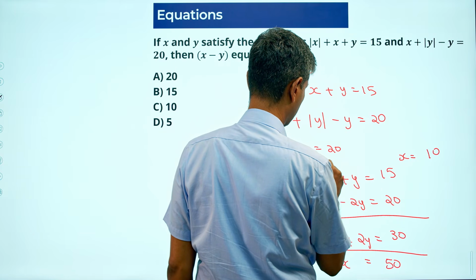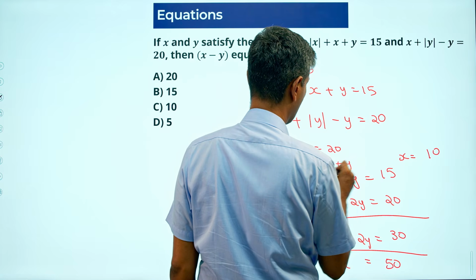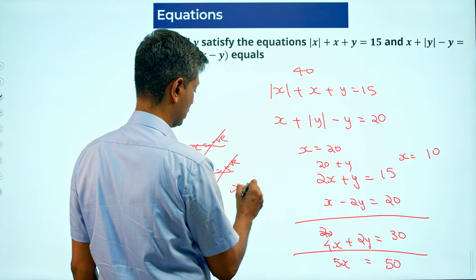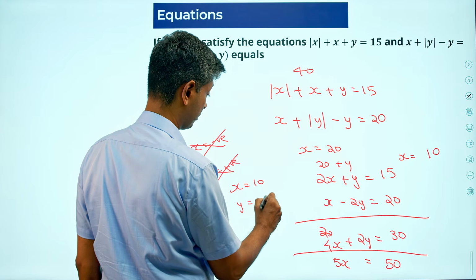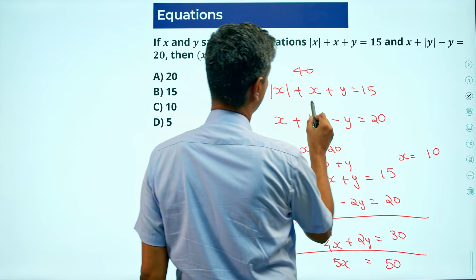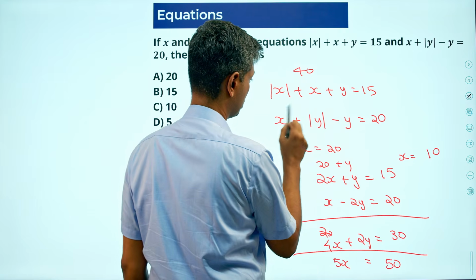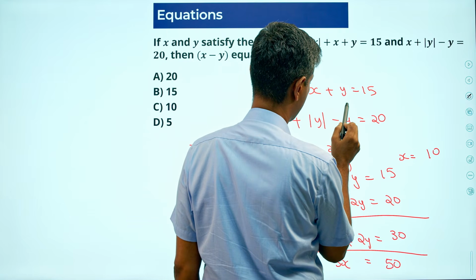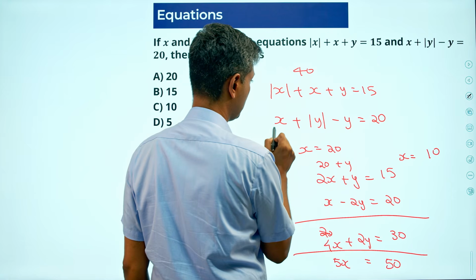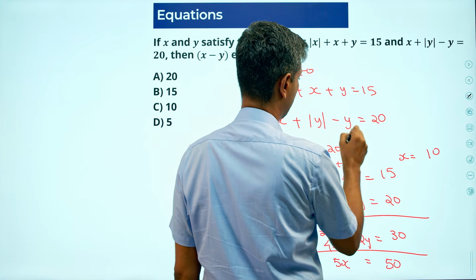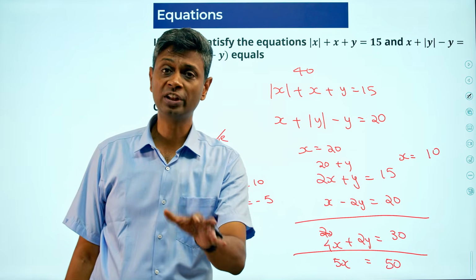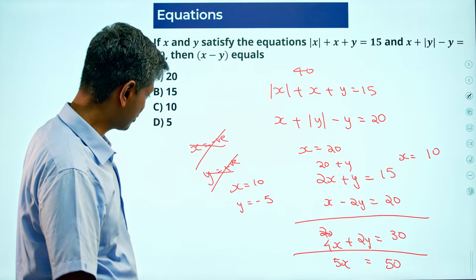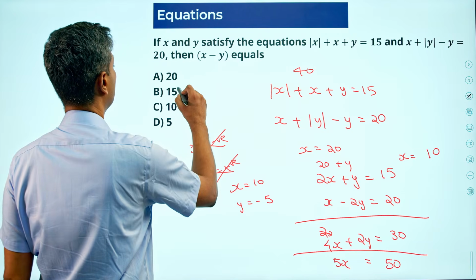2x + y is 15, so 20 + y is 15. y is -5. This works: 20 - 5 is 15, yes. And 10 + 5 + 5 is 20, yeah, both work. x equal to 10, y equal to -5 works, and only that works. So what do we need to find? x - y, 10 + 5, 15. Done.